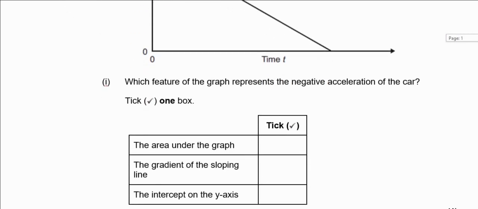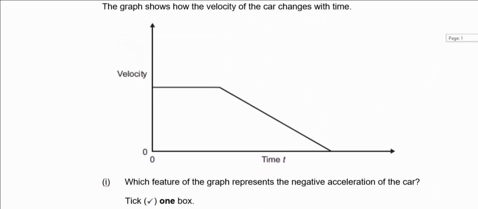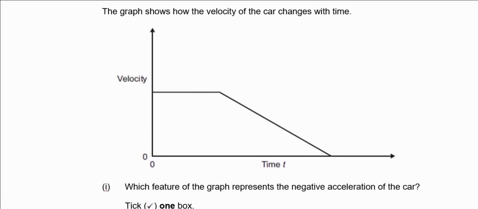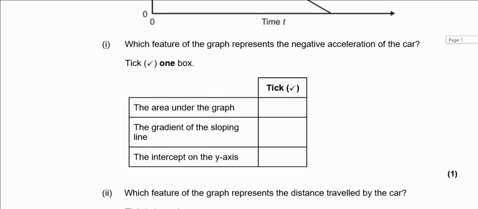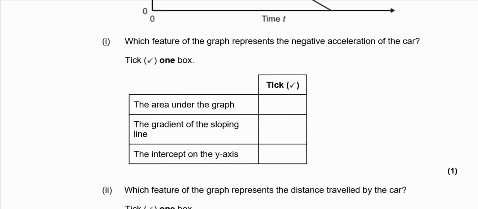Which feature of the graph represents the negative acceleration of the car? So what we need to remember is that acceleration is represented by the gradient of the line on a velocity time graph. Acceleration isn't represented directly on a distance time graph at all. So which feature represents the negative acceleration? Well, it's this negative gradient of the car when it starts braking. So the gradient of the sloping line.